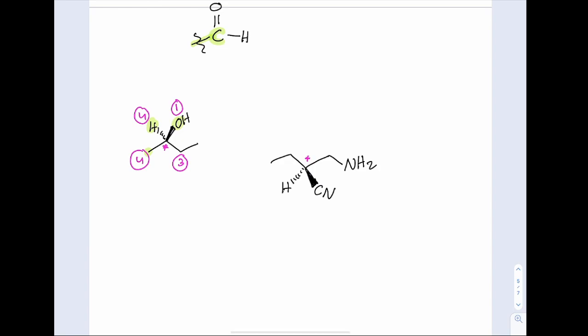This is my chiral center. So I have a hydrogen, I have a carbon, I have another carbon, and I have another carbon. So hydrogen's going to be lowest, so we need to start looking at these carbons. So this carbon here is bonded to another carbon and 2 hydrogen.